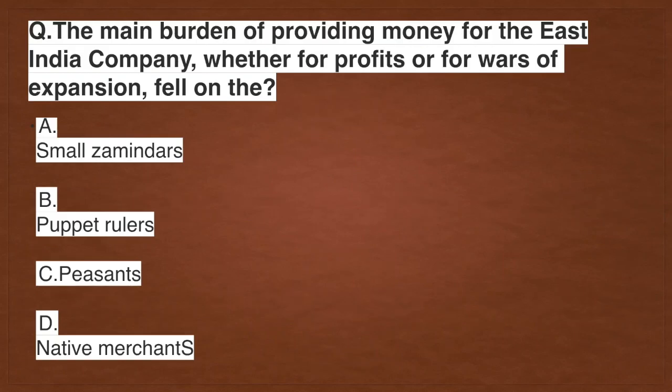Main burden of providing money for the East India Company, whether for profits or for the wars of expansion, fell on: option A, small zamindars; B, puppet rulers; C, peasants; D, native merchants. Answer is option C, peasants. The trade profits of the company, the cost of administration in India, and the wars of British expansion, all these expenses had to be borne mainly by the peasants. Hence the answer is C.